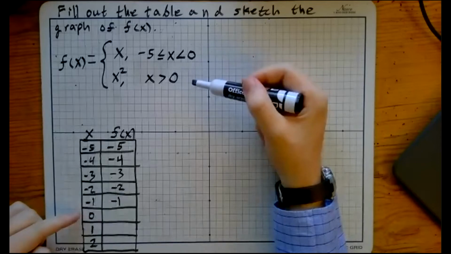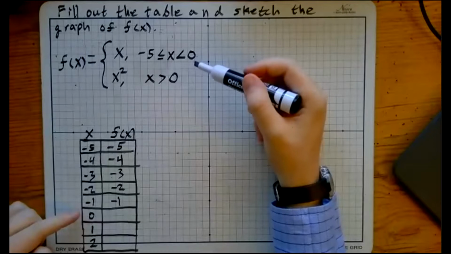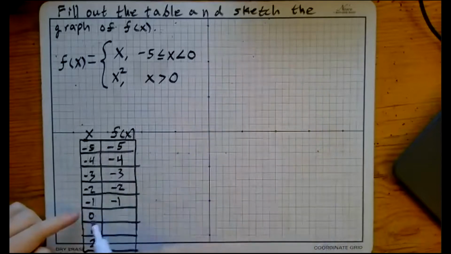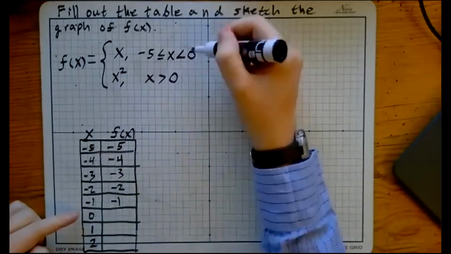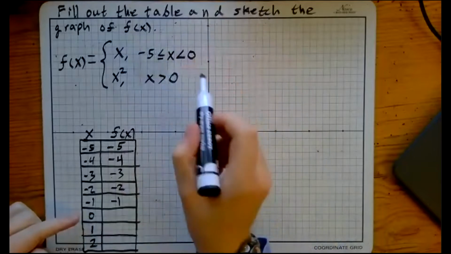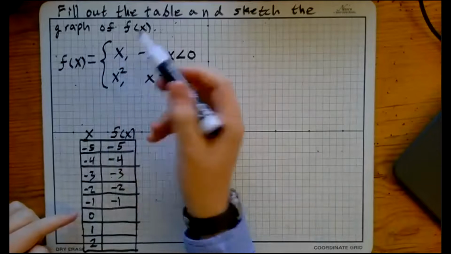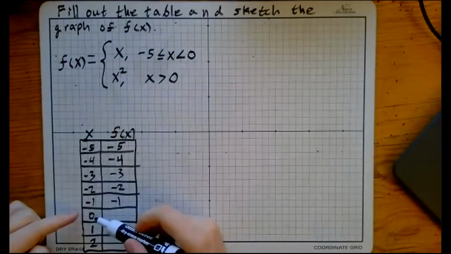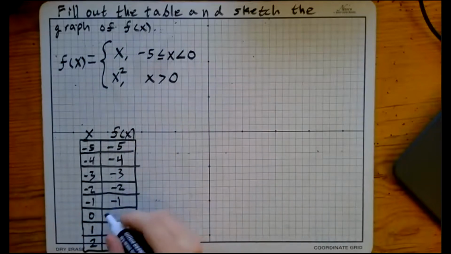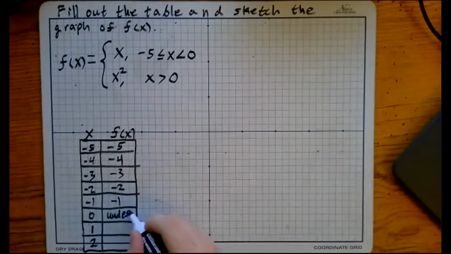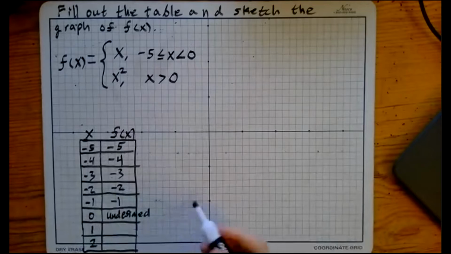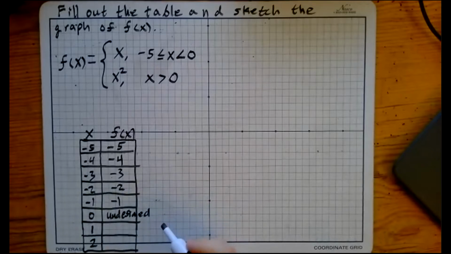Okay, does that make sense? Is anyone confused? Now, since 0 is not part of either one, and neither of these rules is going to be used, there's no rule that we can plug this into. So 0 will stay undefined. There's no output associated with 0.